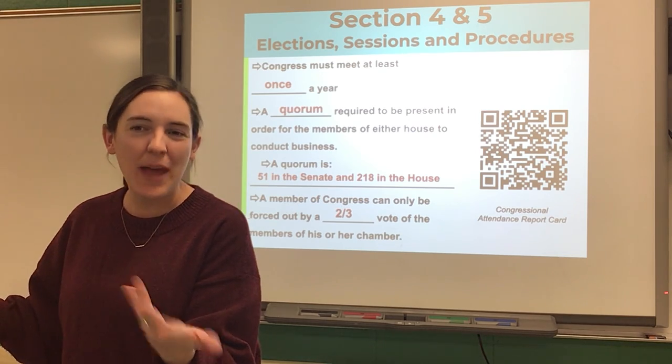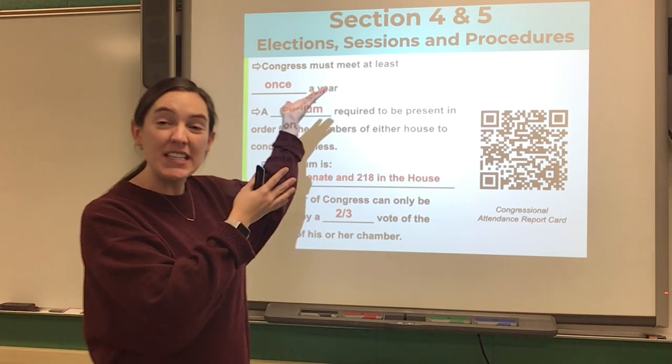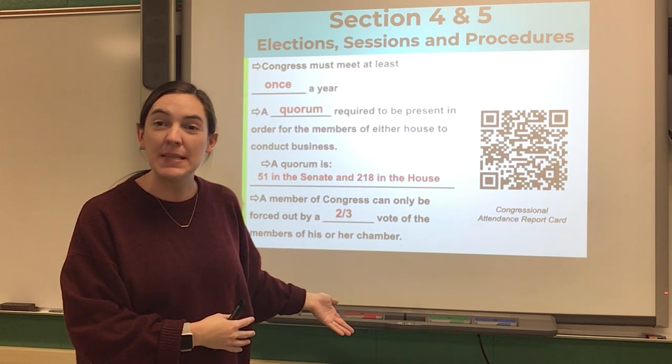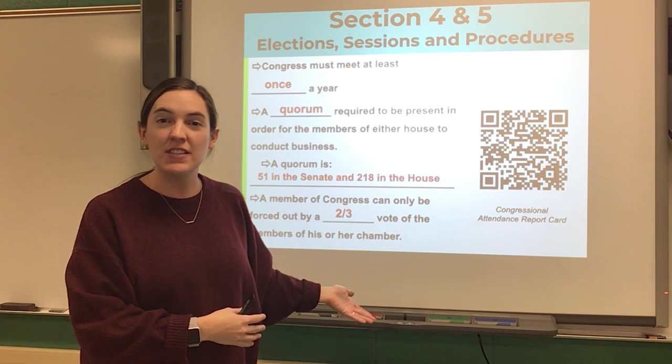Right. Okay, with all of that being said, these are the really simple sections 4 and 5, really simply laid out: elections, sessions, and procedures.